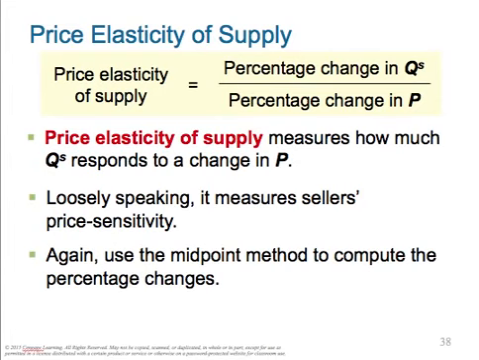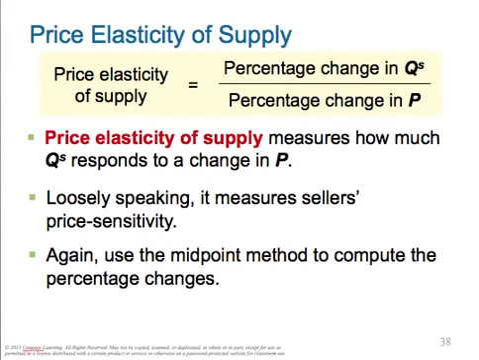So, all right, that was all price elasticity of demand. Now we're switching gears to price elasticity of supply. Price elasticity of supply is set up very similar to price elasticity of demand. It's just percentage change in quantity supplied, before it was quantity demanded, percentage change in quantity supplied, still divided by the percentage change in price. So price elasticity of supply measures how much quantity supplied responds to a change in price. Loosely speaking, it measures the seller's price sensitivity.